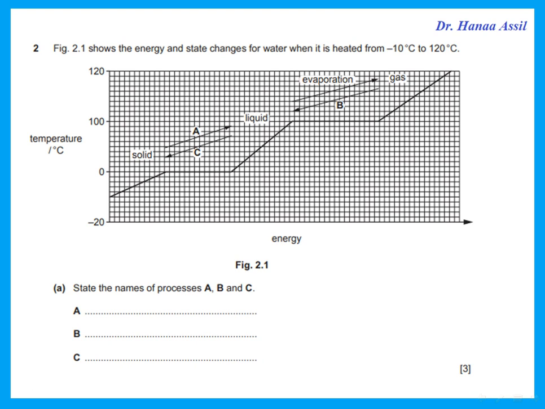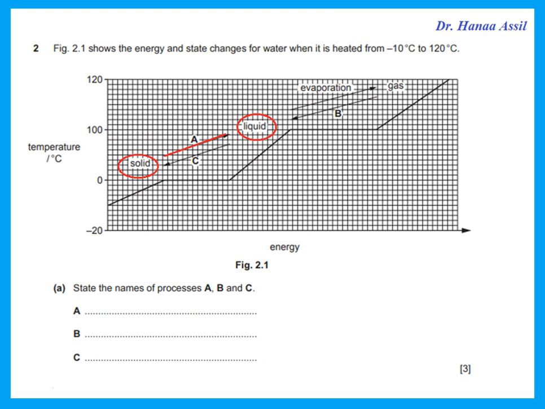Figure 2.1 shows the energy and state changes for water when it is heated from -10 to 120 degrees Celsius. So this is basically a heating curve. Now it says state the names of process A. Which one is A? Can you see where A is? A is going from solid to liquid. When something goes from solid to liquid, that is melting.